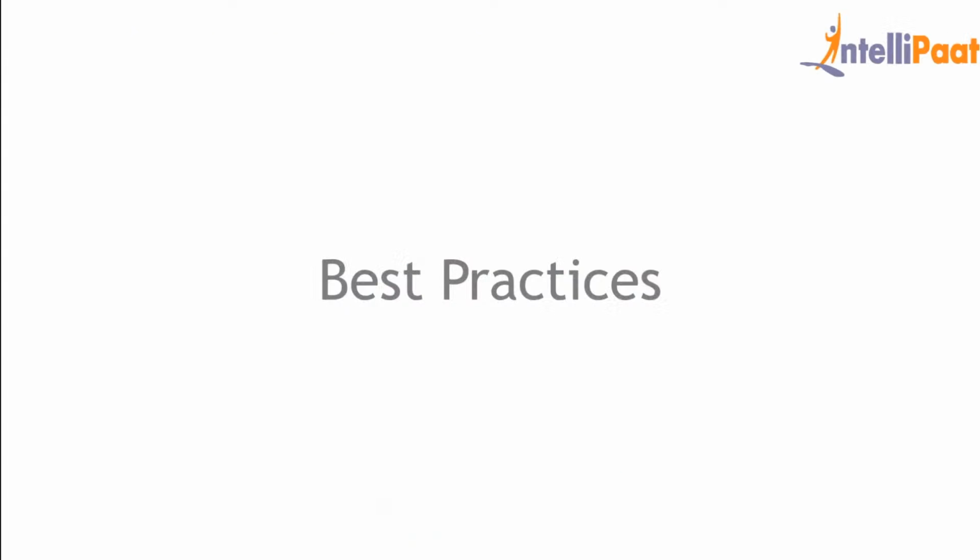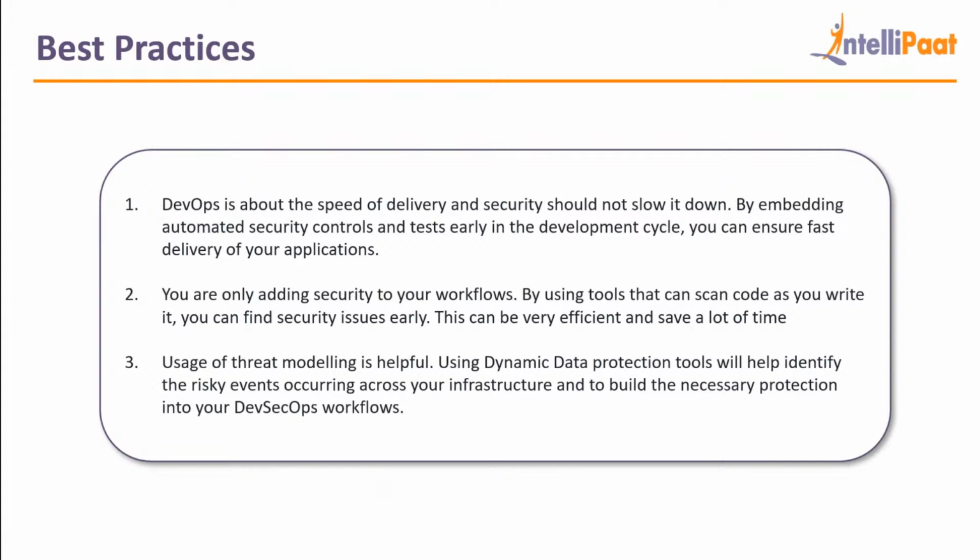So finally, let's look into the best practices. DevOps is about the speed of delivery, and security should not slow it down. So DevOps is growing because it makes the development life cycle even faster, and the security should not slow that process down. So that's why DevSecOps came in. By embedding automatic security controls and tests early in the development lifecycle, you can ensure faster and quicker delivery of your applications.